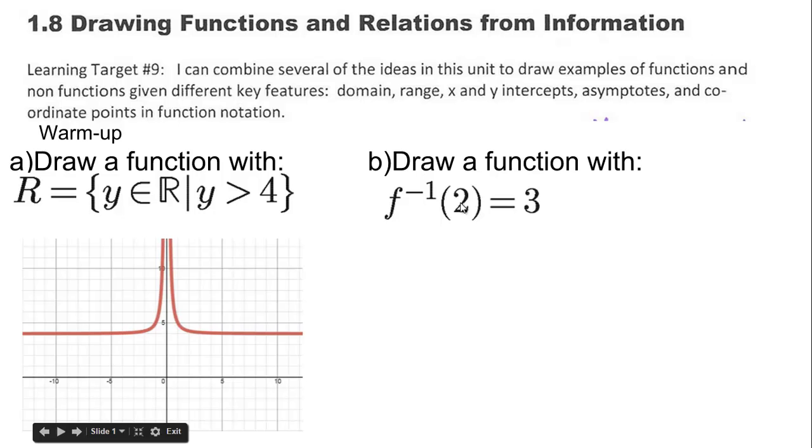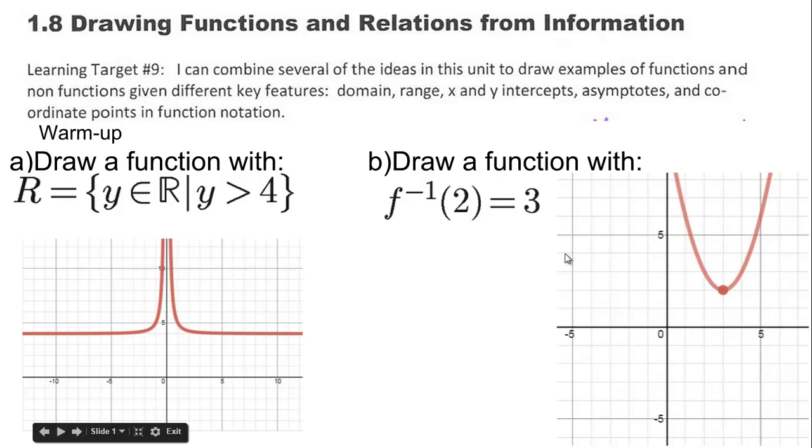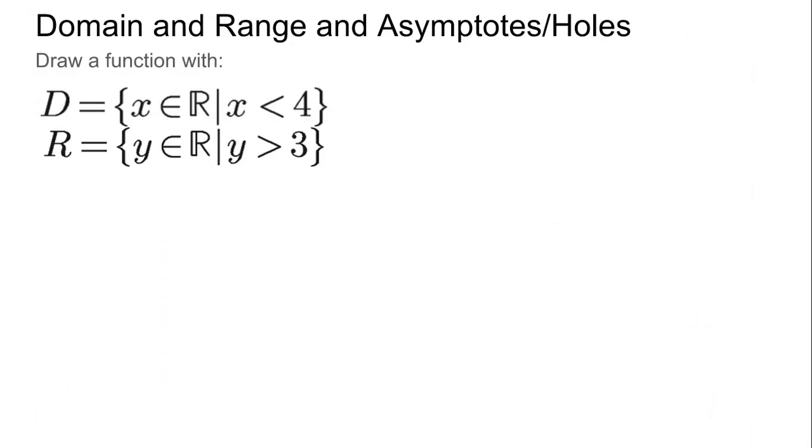The next one, what it means to draw a function with f inverse of 2 equals 3, it means that the input of the inverse would be 2 and the output would be 3. What that means is that the base function has the point (3, 2). So the input of the base function would be 3 and the output would be 2. So we'll look at that. We'll look at one of those again in a second.